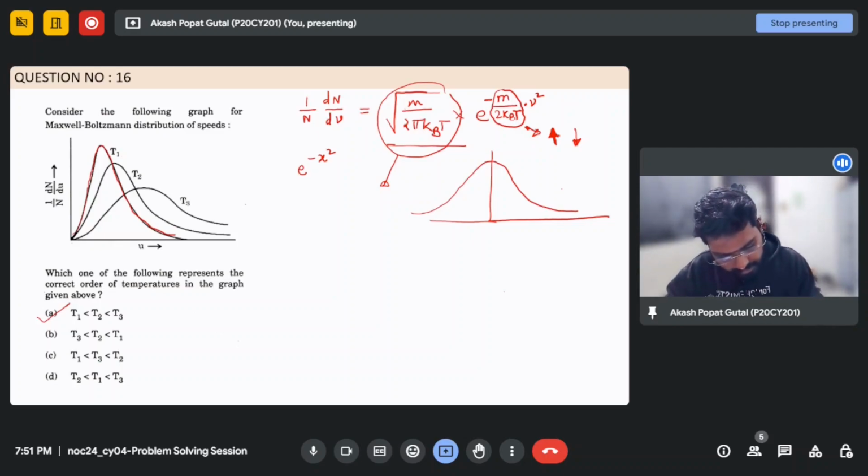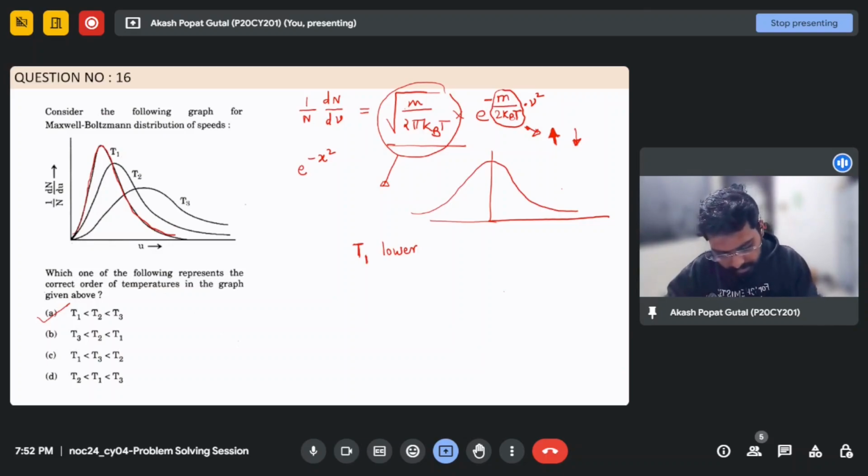This itself gives us the idea that it's inversely proportional to temperature. For low temperature, these factors will have high values. Because of that, we can say that T1 is actually low temperature.